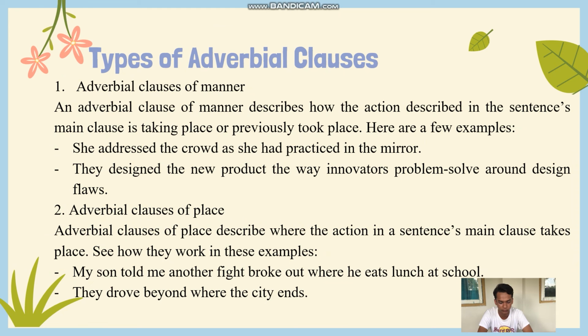Number 2. Adverbial clause of place. An adverbial clause of place describes where the action in the sentence's main clause takes place. See how they work in the examples. The first one is: my son told me another fight broke out where he ate lunch at school. And the second one is: they drove beyond where the city ends.